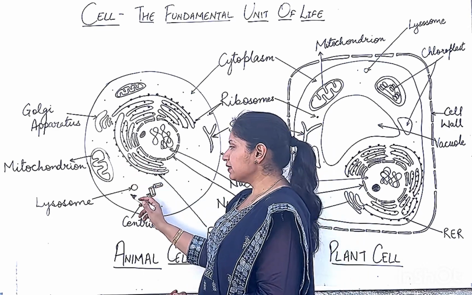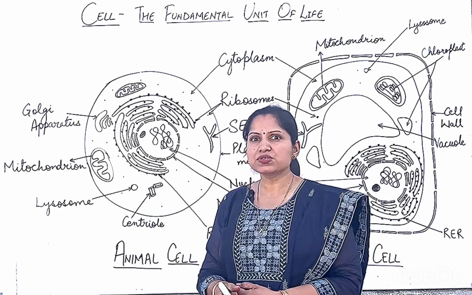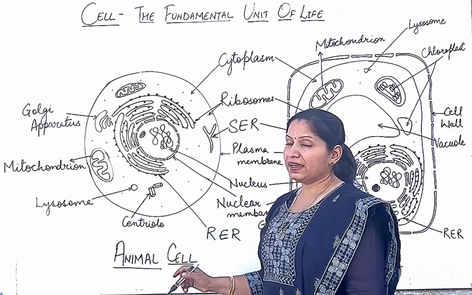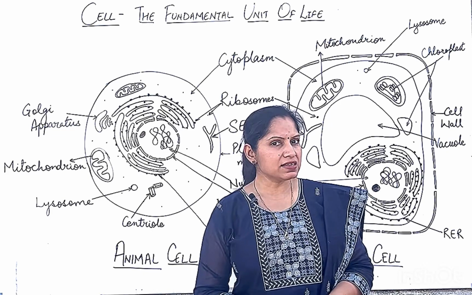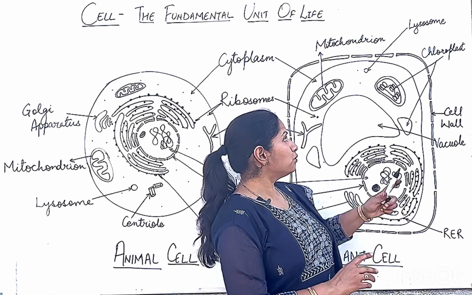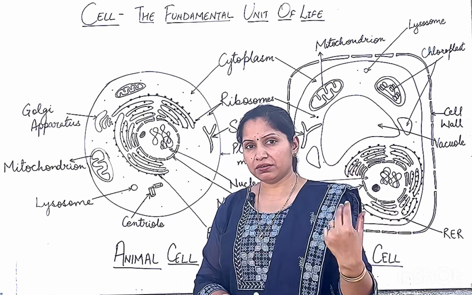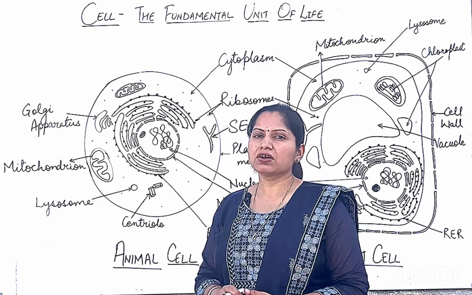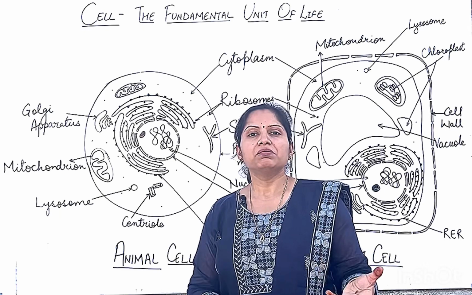Then in a cell there are lysosomes. Lysosomes are known as the suicidal bags of the cell that are present in an animal cell. In animal cell, lysosomes are very important. In case of plant cell, they also have lysosome in them, but in case of plant cell, they are not very important. But in case of animal cell, lysosomes are very important, because in plant cells, usually the dead cells are not removed from the plant.